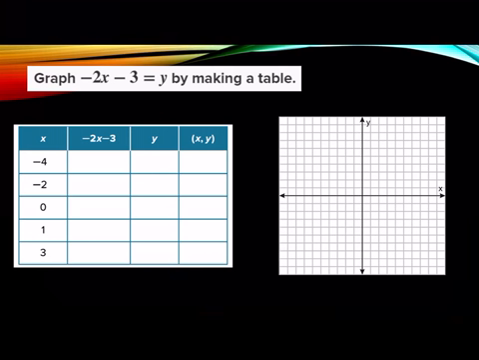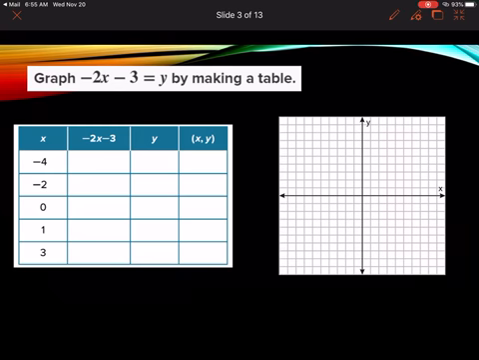It says graph negative 2x minus 3 equals y by making a table. So we had been graphing by using Desmos, and we will still do that, but we need to know that we put an input in for x and we get an output out for y. So what I do is, our x values can be any value, but they happen to give us the values here. So I am just going to take this x out and put the negative 4 in. So I'm going to do that over here on the right.